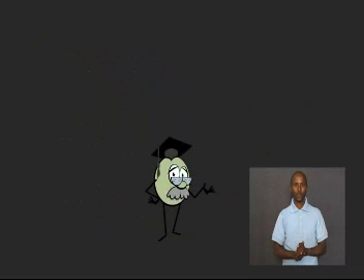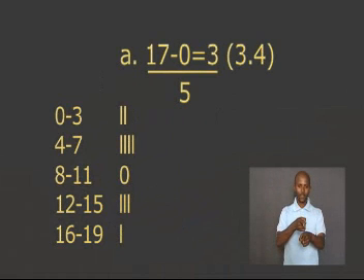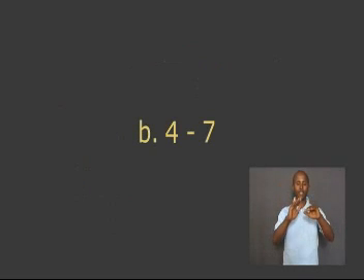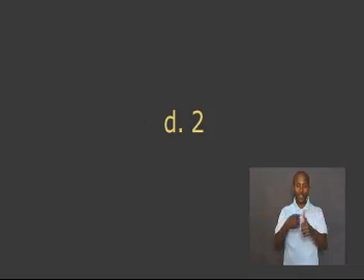Time's up. Let's get back to our lesson. Welcome back, students. I am sure you all found these answers. I'm sure you found that the class interval is 3. The lower class limit of the second class is 4. The upper class limit of the second class is 7. The frequency of the first class is 2.